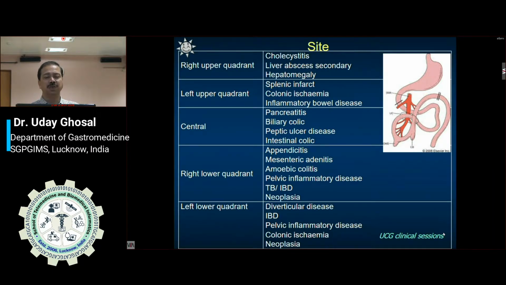Left upper quadrant pain: splenic infarct, colonic ischemia, inflammatory bowel disease. Central pain: pancreatitis, biliary colic, peptic ulcer disease, and intestinal colic. Right lower quadrant pain: appendicitis, mesenteric adenitis, amoebic colitis, pelvic inflammatory disease, tuberculosis, and inflammatory bowel disease such as Crohn's disease, and neoplasia. Left lower quadrant pain, always remember diverticulitis. Diverticulitis can cause sudden severe left lower quadrant pain, as can inflammatory bowel disease, pelvic inflammatory disease, colonic ischemia, and neoplasia. Now these are the quadrants of the abdomen which you all know.